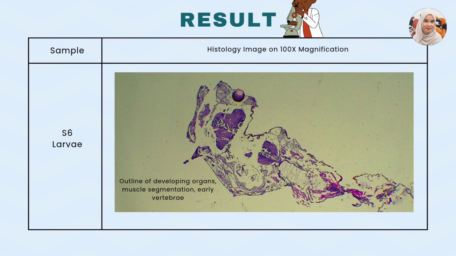So for the sixth result, which is larvae, this is the histology image at 100 times magnification captured under the microscope. They observed an outline of developing organs, muscle segmentation, and early vertebrae. And it is visible to us here, which is the bone, the eyes, and the mouth.